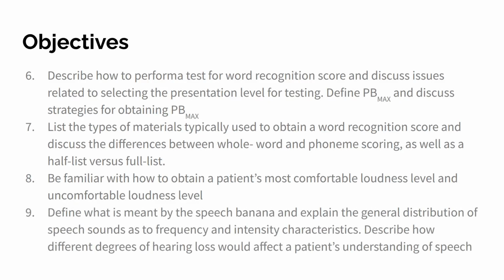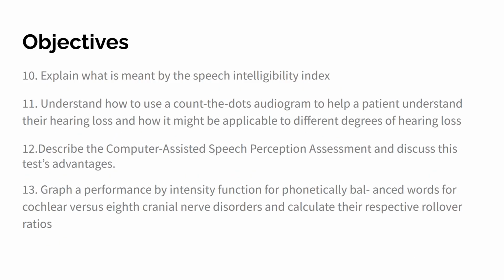Be familiar with how to obtain a patient's most comfortable loudness level and uncomfortable loudness level. Define what is meant by the speech banana and explain the general distribution of speech sounds as to frequency and intensity characteristics. Describe how different degrees of hearing loss would affect a patient's understanding of speech. Objective 10, explain what is meant by the speech intelligibility index. Understand how to use a count the dots audiogram to help a patient understand their hearing loss and how it might be applicable to different degrees of hearing loss.